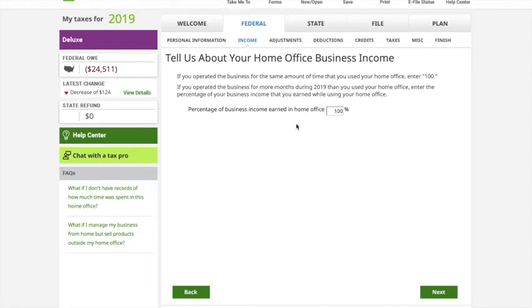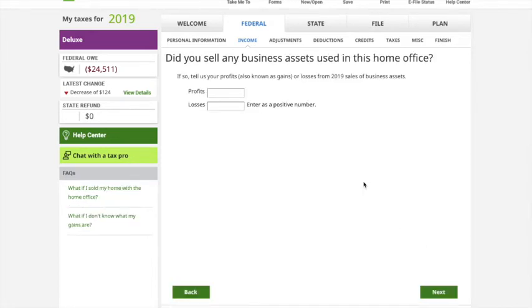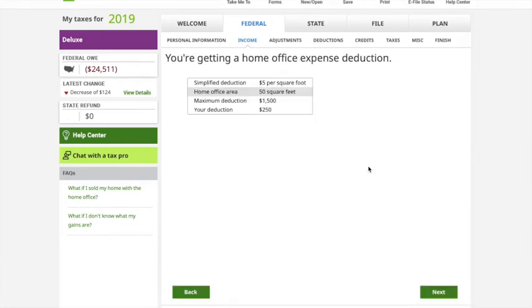Tell us about your home office business income. Keep this simple, we're going to enter 100 here. No, we didn't sell anything. So here we are. The simplified deduction is $5 per square foot, 50 square feet. Your deduction is $250.